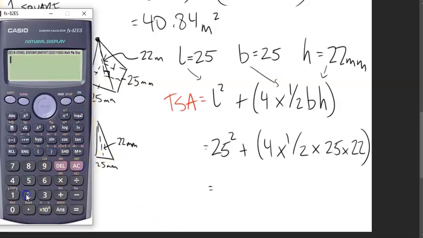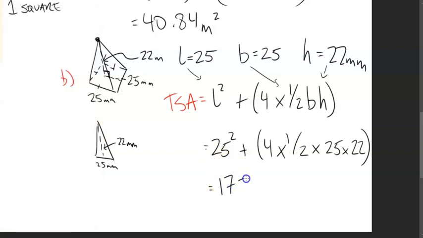So let's do 25 squared plus open bracket. Now I'm actually going to put the fraction for this. Half, draw across, times 25 times 22. Close that bracket, execute that, and 1725 squared millimeters will be your answer for this one.